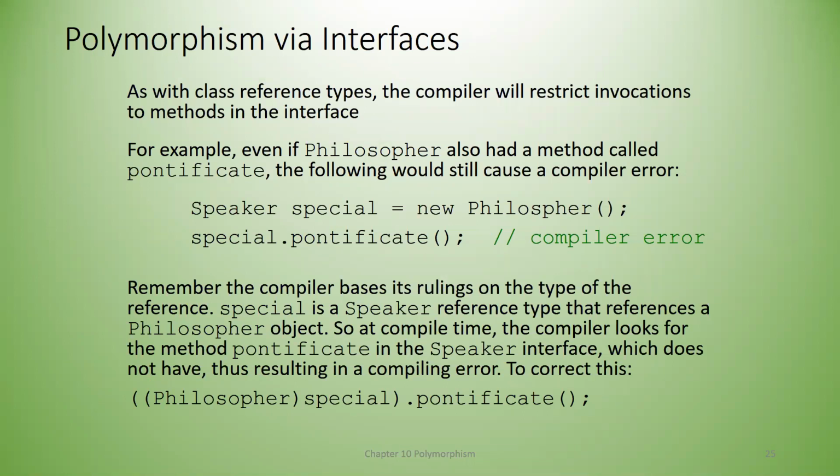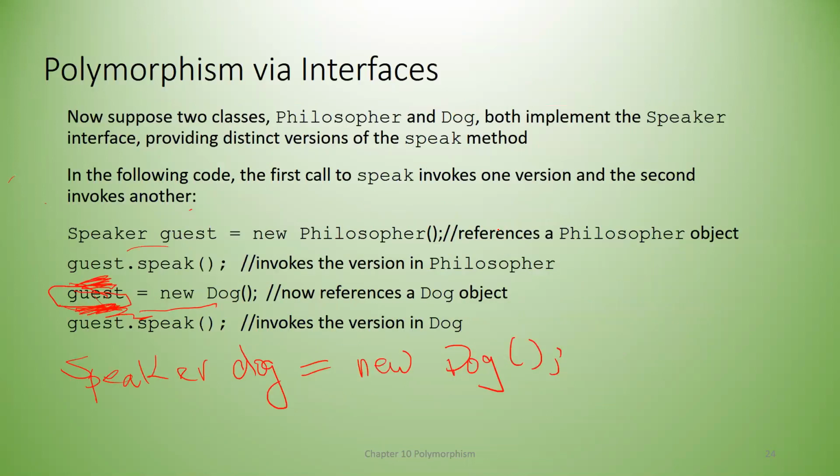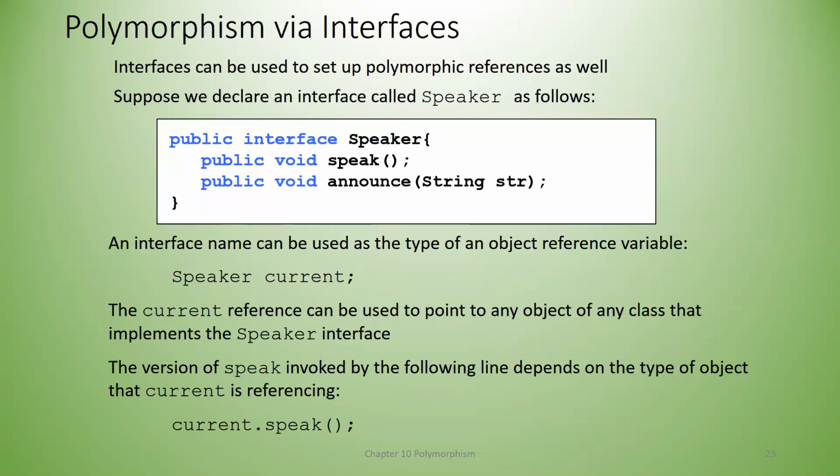As with class reference types, the superclass and child class, the compiler will restrict invocation to methods in the reference type. Everybody remember the reference type. The compiler will restrict invocation to methods in the reference type. I said this so many times: at compile time, it looks for the method in the reference type. So at compile time, this will look for the method in speaker. That's why it will not compile, because speaker doesn't have the method pontificate.